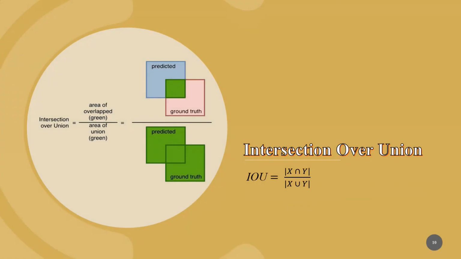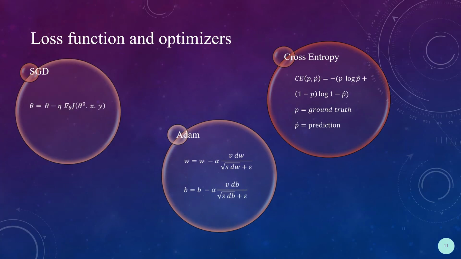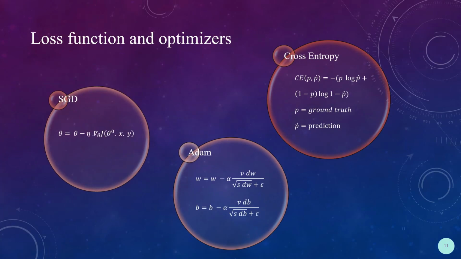Intersection over union is a simple metric for calculating the accuracy of a predicted image against the real image. Calculate the area of the overlap between the predicted and real image, then divide by the area of their union. Similar to the dice coefficient, this metric ranges from 0 to 1, where 1 means complete overlap between the predicted image and real image, and 0 means no overlap. We use cross entropy for the loss function and Adam and SGD for the optimizer.